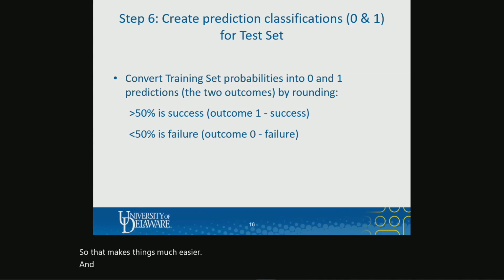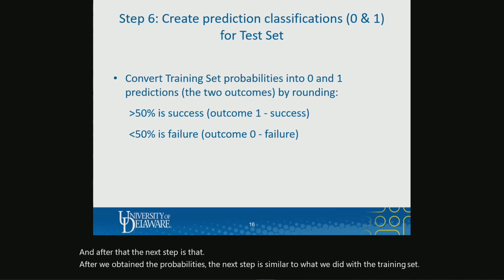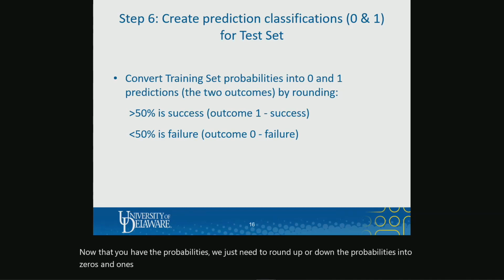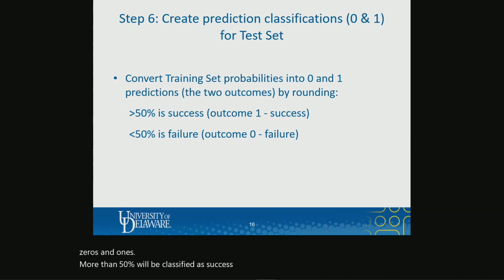And after we obtain the probabilities, the next step is similar to what we did with the training set. Now that we have the probabilities, we just need to round the probabilities into zeros and ones. More than 50% will be classified as success. Less than 50% should be classified as failure, right? And we can use the round function to do the trick.